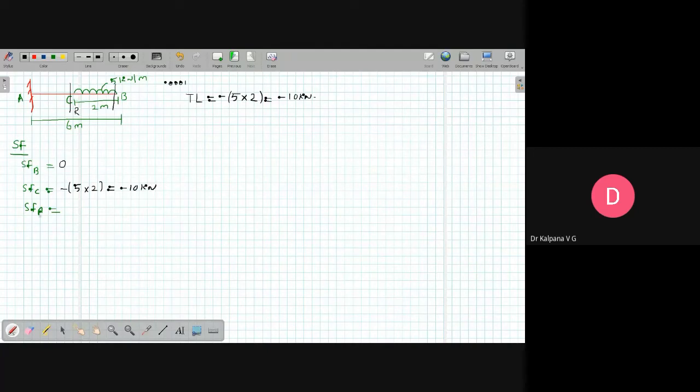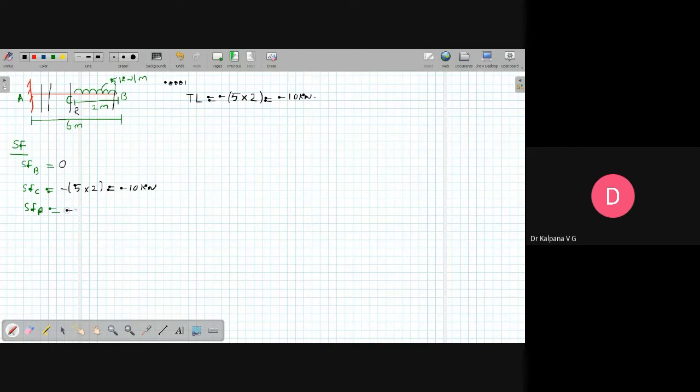Coming to the portion A, shear force at A means after the point C, there is no load between A and C. Hence, if you consider any section here, to the right of the section, what about the total load? It is again 5 × 2. The load is acting only between C and B. There are no loads between A and C. So between A and C, the shear force because of the load 5 kilonewton per meter will be the same throughout the remaining portion of the beam AC.